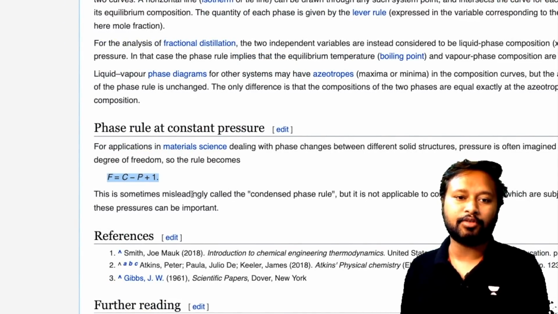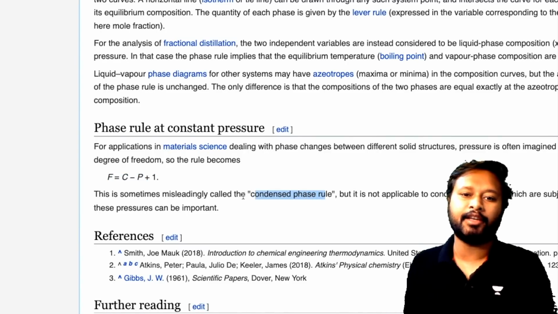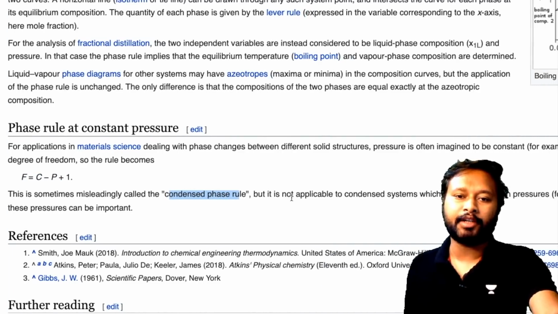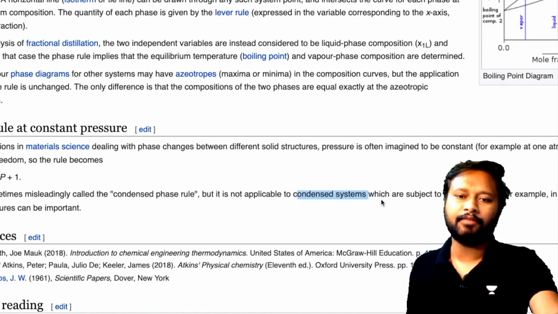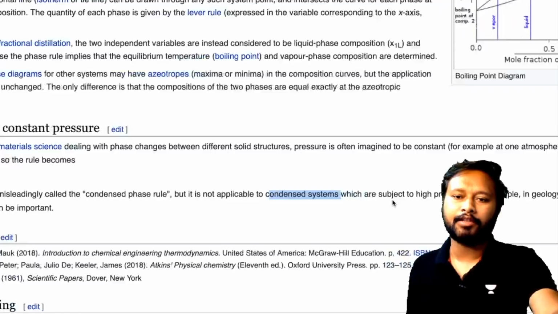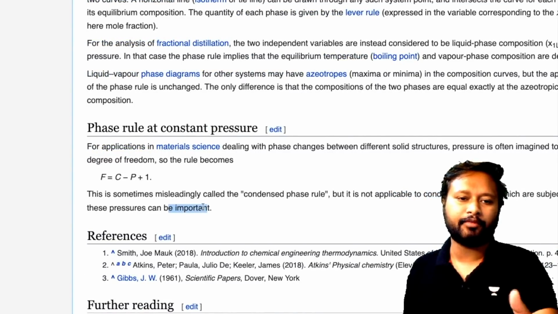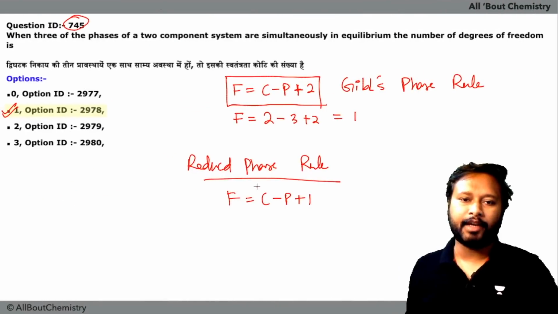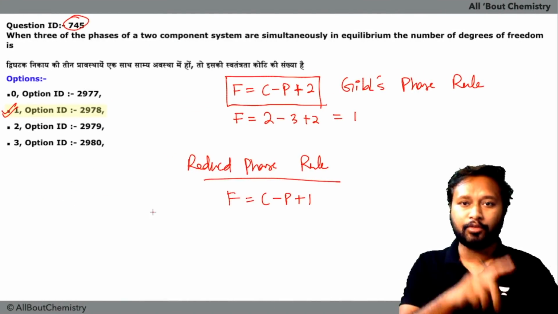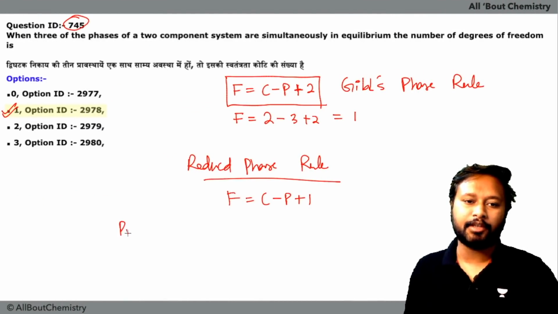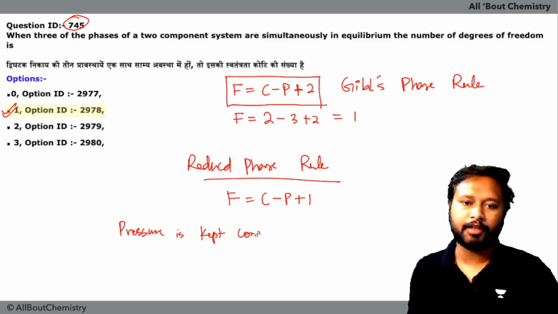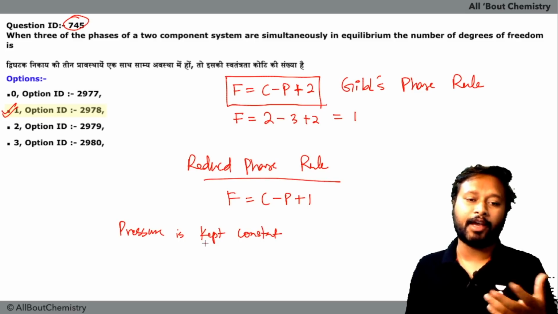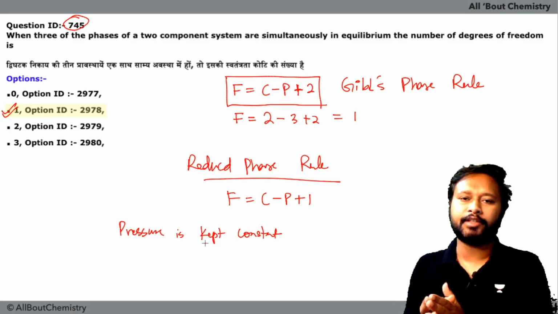So this reduced or condensed phase rule, as it says, is sometimes misleadingly called the condensed phase rule, but it is not applicable to condensed systems which are subject to high pressure, since the effect of pressure can be important. Fine. So what they are telling over here is that this is your reduced phase rule, and it is used in those cases where pressure is kept constant.